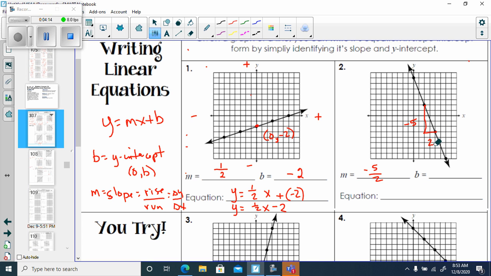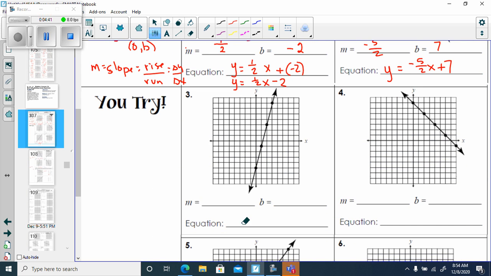My b is where it crosses the y-axis. See, here's my y-axis. Here's where it crosses. What is this at? 0, 1, 2, 3, 4, 5, 6, 7. (0, 7). Okay, so my b is 7. My equation then would be y is equal to -5/2 x plus 7.